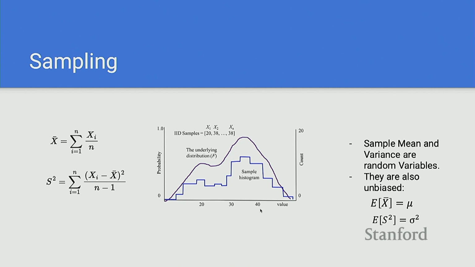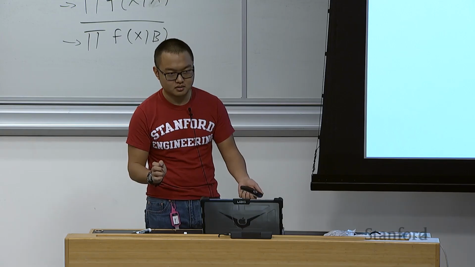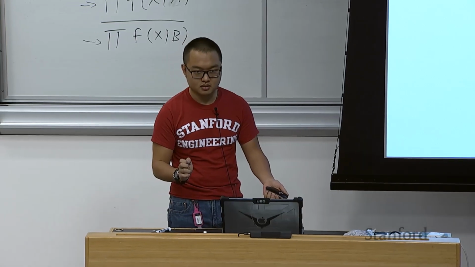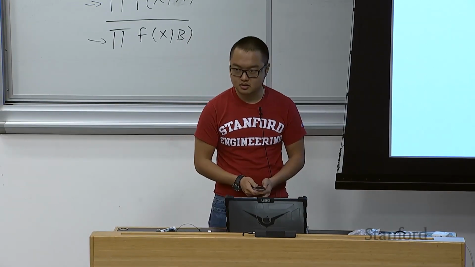So sample mean and sample variance are two particular quantities that we can talk about. They are unbiased, meaning that the expected value of all of the sample means that we could possibly take is actually going to be the mean. And the expectation of all the sample variances should actually converge to the variance. Okay? All right, makes sense, looks good.